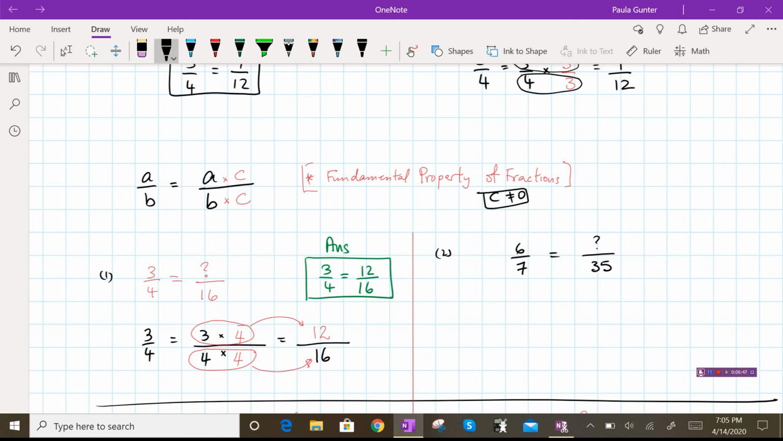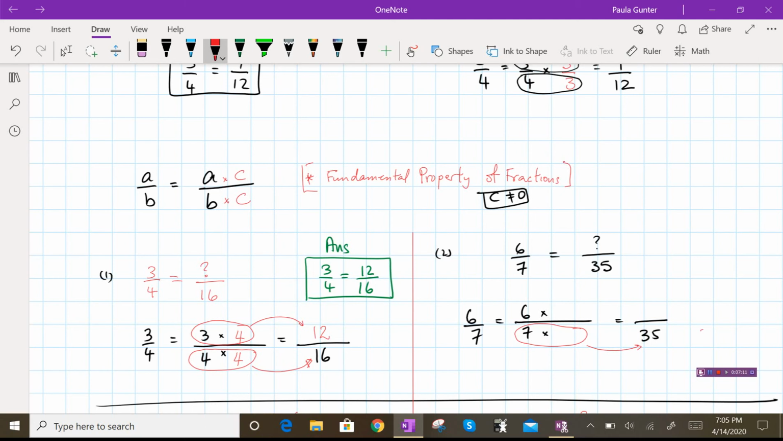And again, we start off, we have 6 over 7. I will write it back again, and I'll write all the things that we have. We know we need to multiply it by something. And the question is, what? What value will we put in? So 7 times what is 35?